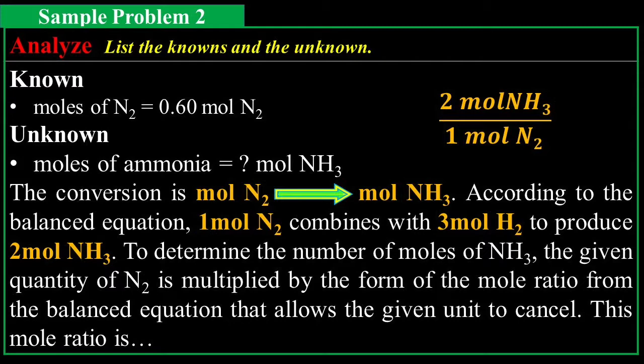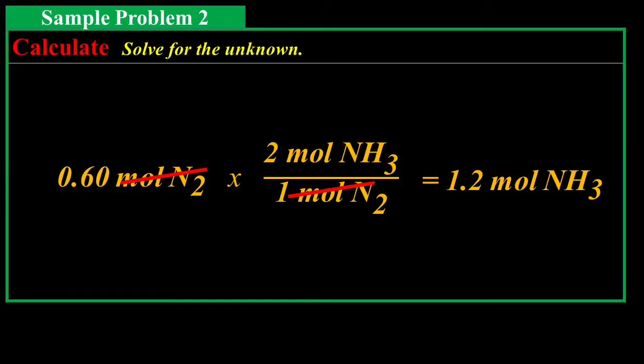According to the balanced equation, 1 mole of nitrogen combines with 3 moles of hydrogen to produce 2 moles of ammonia. To determine the number of moles of ammonia, the given quantity of N2 is multiplied by the mole ratio from the balanced equation, which allows the given unit to cancel. This mole ratio is 2 to 1, so it's just 0.6 times 2 over 1. The moles of nitrogen cancel, and you're left with moles of ammonia, simply multiplying by 2. Fairly straightforward. So the answer is 1.2 moles of ammonia.